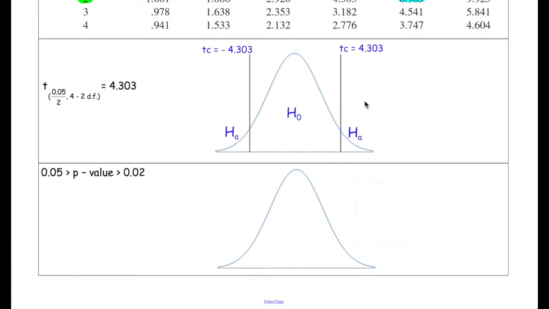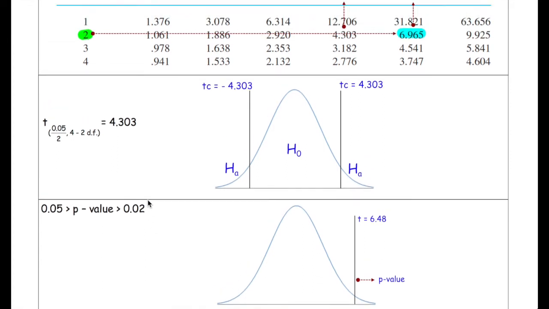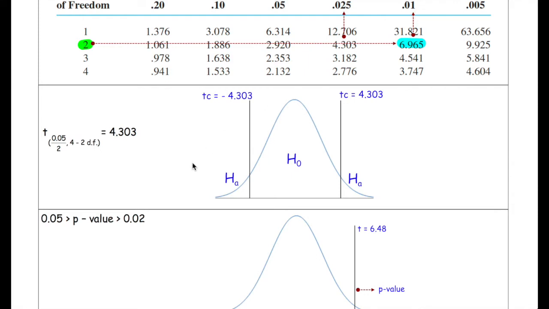And try to understand that the p-value is simply the area that is in the tail relative to your test statistic. So our test statistic was 6.48. The p-value is the area that is in the tail relative to that value. However, whenever it's a two-tailed test, because there are 2 rejection zones, you multiply this area by 2, precisely like we've done. We've multiplied 0.01 by 2 to get 0.02, and 0.025 by 2 to get 0.05.